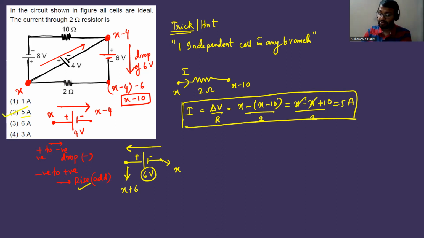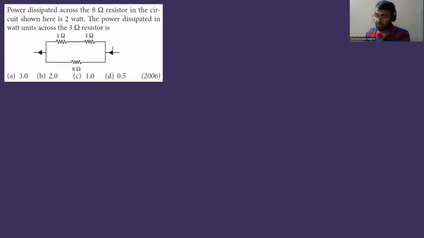So second option. So I hope the trick is clear. So we can assume the potential of any node. I assume this, you can assume this also. You can assume this also. Any node potential you can assume as X, provided this method is valid if and only if there is one cell, at least one independent cell in any branch. There should not be any resistors connected to it. Okay, fine. Let us see the next question.